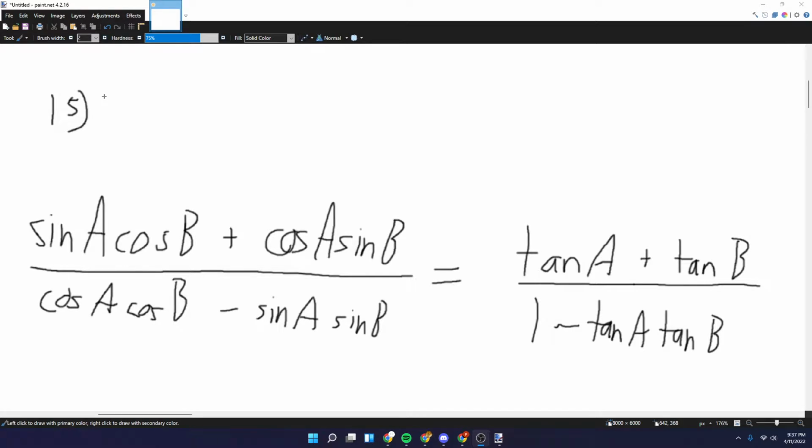Today we're doing number 15 on homework 5-2. This is a problem: sine A cosine B plus cosine A sine B over cosine A cosine B minus sine A sine B equals... I'm not saying all this.